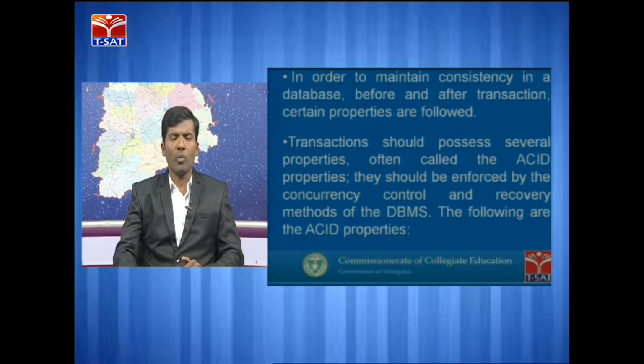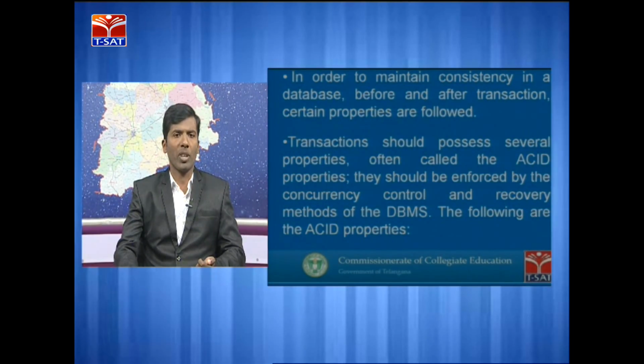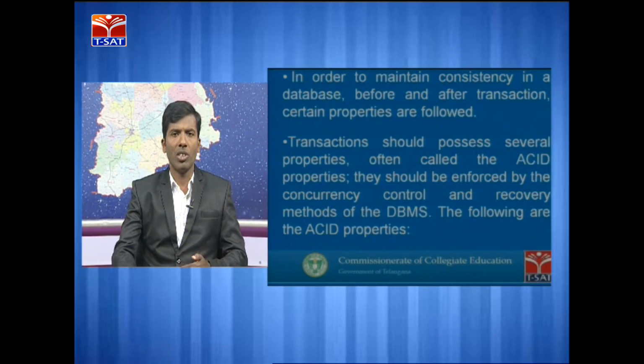Now, in order to maintain the consistency in a database by a transaction, each and every transaction will contain certain properties. Those properties in database terminology may be termed as ACID properties. So ACID properties are some of the important properties that are possessed by the transaction when they are performed by the user. So a transaction has to contain certain properties, and every user, if they want to perform the transaction, they need to follow these properties.